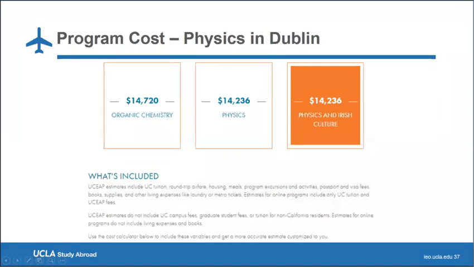Like I mentioned, the price can decrease. So for example, let's say they budget $1,000 for your flight and you're able to find an $800 round-trip airfare, then you save $200 and that would be a total of $14,000. So this is just a very rough estimate that, like I mentioned, encompasses everything you're expected to incur while you are abroad. So Physics in Dublin totals $14,236.